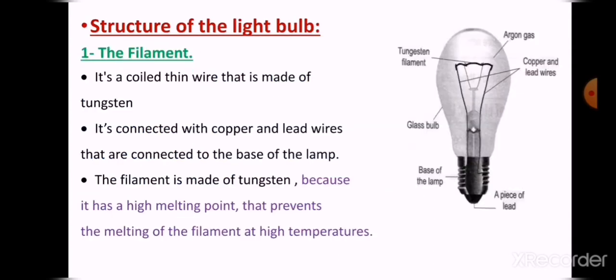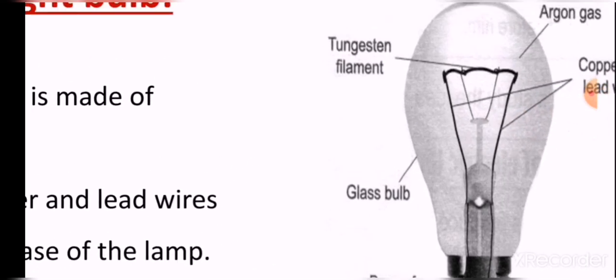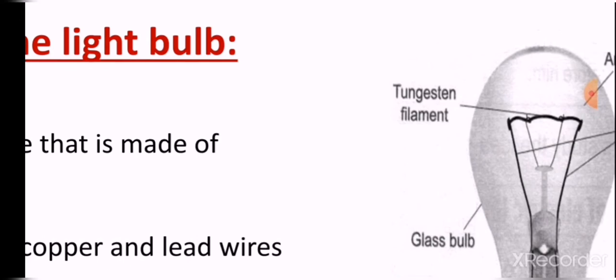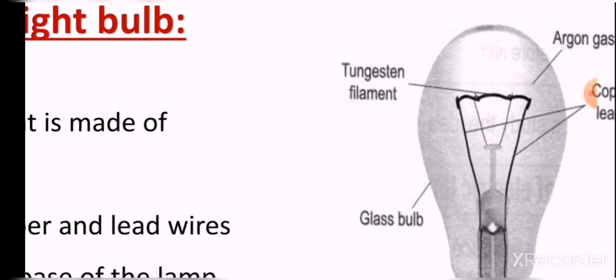Okay, now we will talk about the structure of the light bulb. The light bulb, again, consists of how many parts? Three parts. Number one, filament. Filament is a coiled thin wire that is made of tungsten.